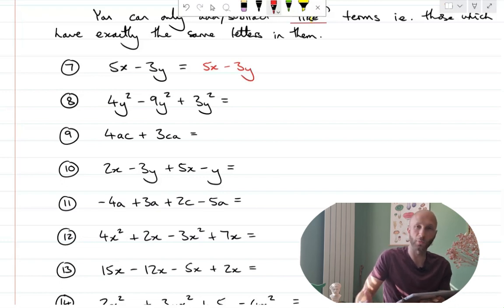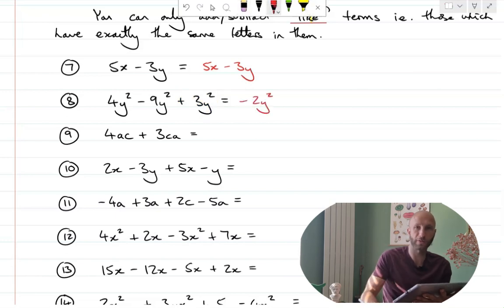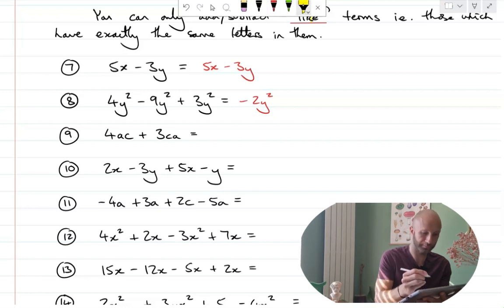Whereas number 8, they're all y squareds. Because they're all y squareds, I can add all these terms together. So 4y squared minus 9y squared is the same as 4 minus 9. That's my calculation. So minus 5, keep that in your head. Plus 3 is minus 2. And because they're all y squareds, my answer would be minus 2y squared. Notice I'm not squaring the 2, I'm not squaring anything, it's the y that's squared. It just tags along with the y, don't make it more difficult than it is.